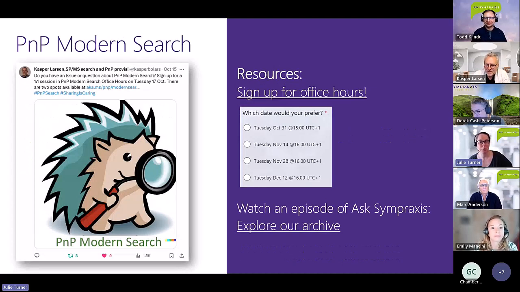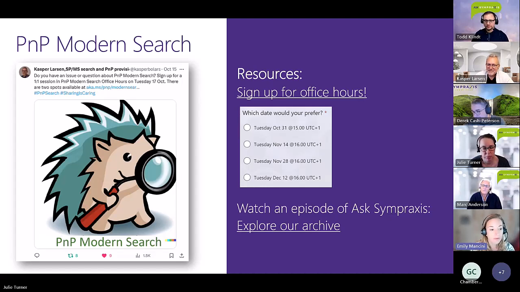Emily, tell us about our friend Kasper's PnP Modern Search things. Absolutely. Hi, Kasper. So we talk about PnP Modern Search web parts all of the time. They are incredibly helpful in supporting that decentralized content management model, as well as presenting a subset of content onto your pages. So over in the right, we have a link of all of the archived Ask Some Praxis sessions where we talked about PnP Modern Search web parts.